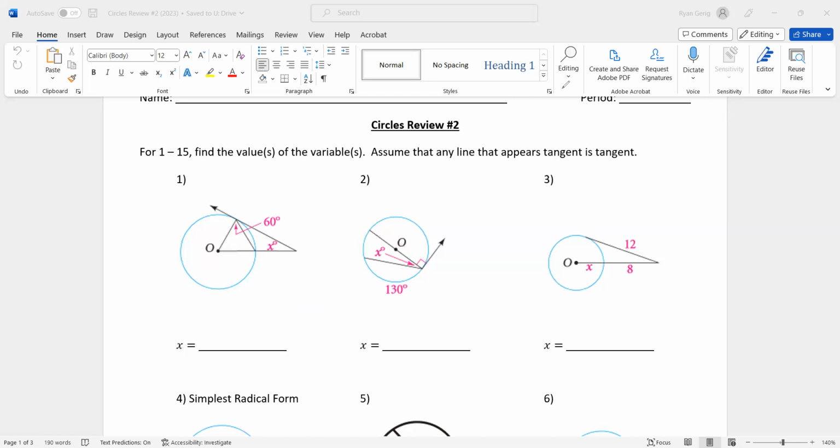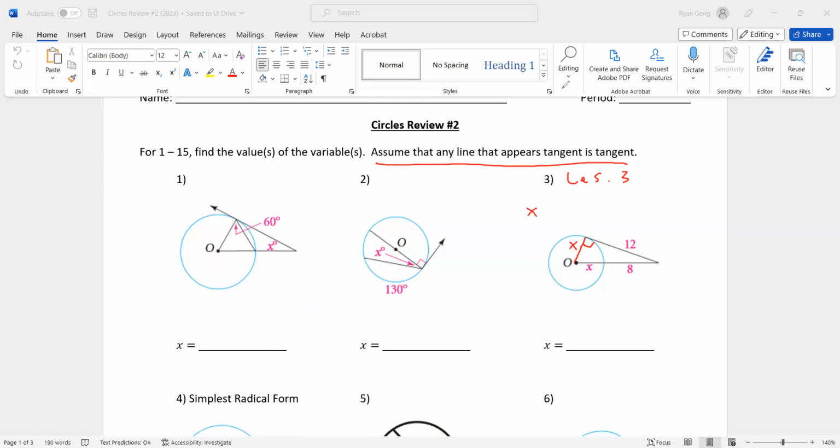Number 3 is also lesson 3. It looks like that's a tangent line, and it says assume that any line that appears tangent is tangent. That's a right angle. From what I just drew to that tangent line is a right angle. And since I know that the radius is x, I can put x right there. And now I can do Pythagorean theorem.